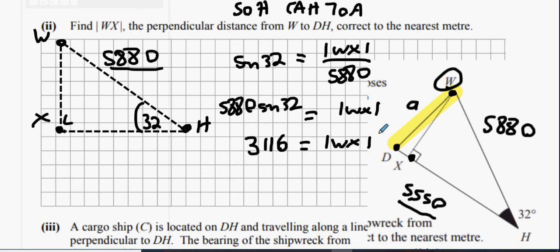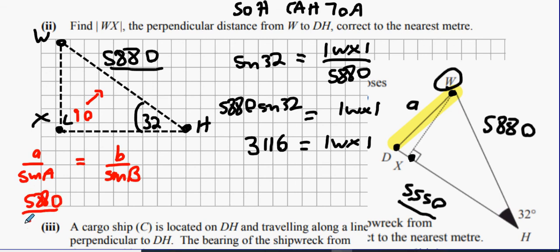Now, if you want to do the sine rule instead, the sine rule and cosine rule work on any triangle, while SOH CAH TOA and Pythagoras' theorem only work on right angle triangles. You got it? Now, in this case, what would you choose A to be? You choose any angle and the length opposite. So I can do 5,880 over sine 90. And B is WX.